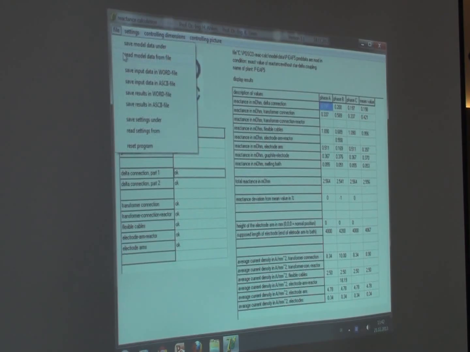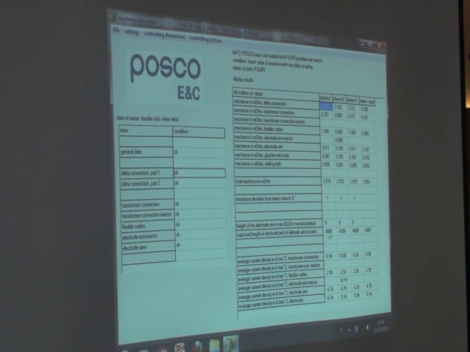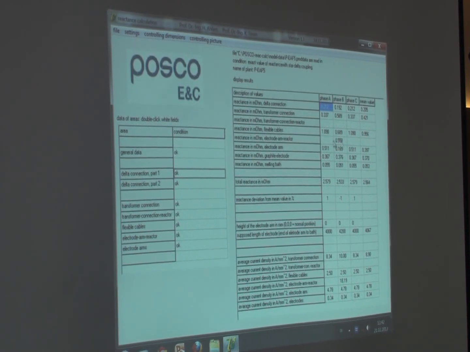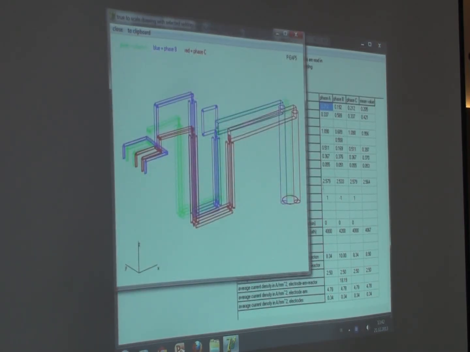I will go back. Settings, put this. The result of the furnace is, the furnace has 2.5 milliohms and the reactance deviation is small. This is nearly a symmetrical system because we have an electrode arm reactor. Yeah? We can make a construction of this, and this is the total system. Okay, this is how to use a delta system.